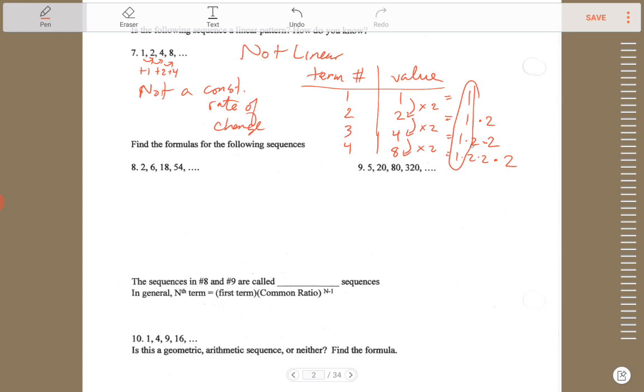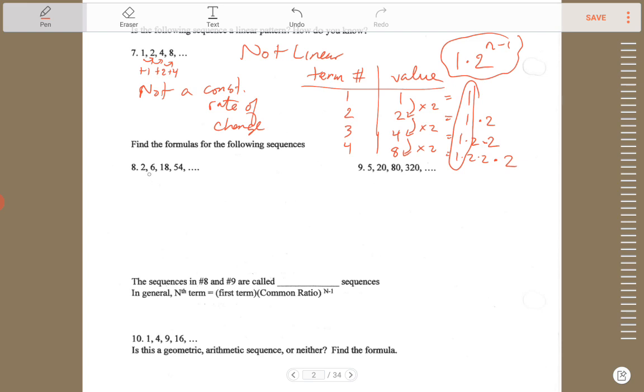Fourth term has 3 2's. Third term has 2 2's. Second term has 1 2. It sounds like we always have 1 fewer 2's than the term number. Maybe it would look like this: you multiply by 2 one fewer times than the actual term number. Maybe that might be our formula. Let's do some more examples where we see similar cases, and maybe it'll be a little clearer how we get those formulas.